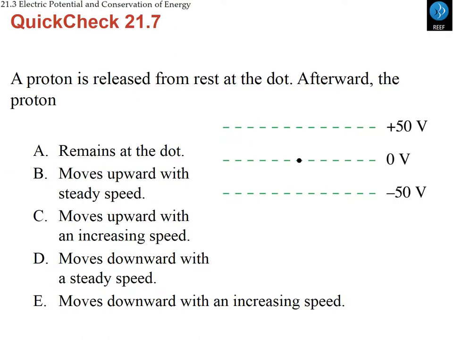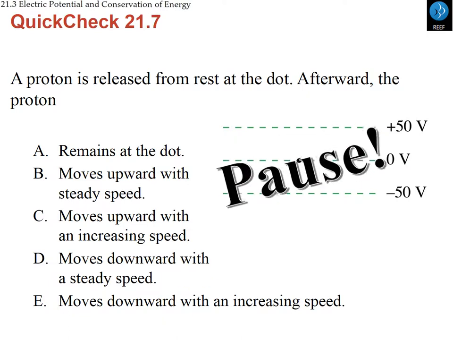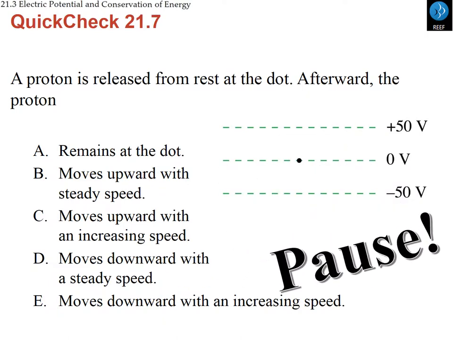Another question. We have a proton released from this point. What is it going to do? Is it going to go up? Is it going to come down? Remains at the dot, moves upward with steady speed, moves upward with increasing speed, moves downward with steady speed, moves downward with increasing speed. So please pause, think and answer.